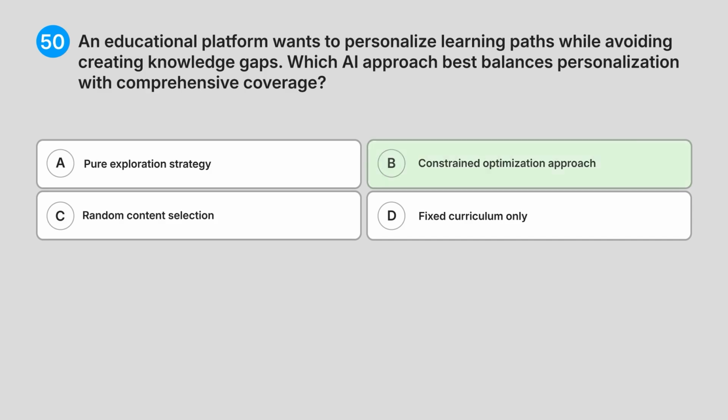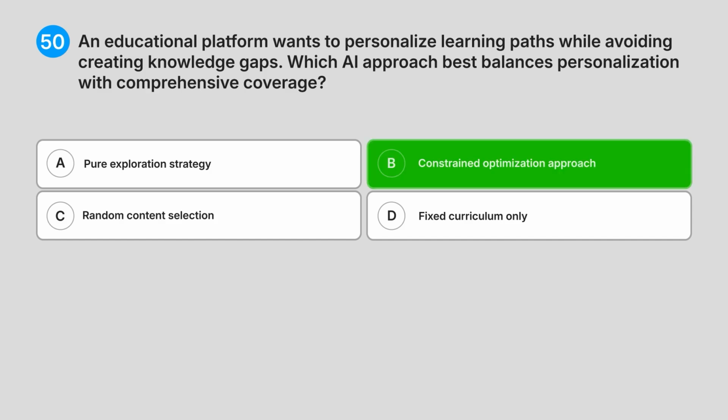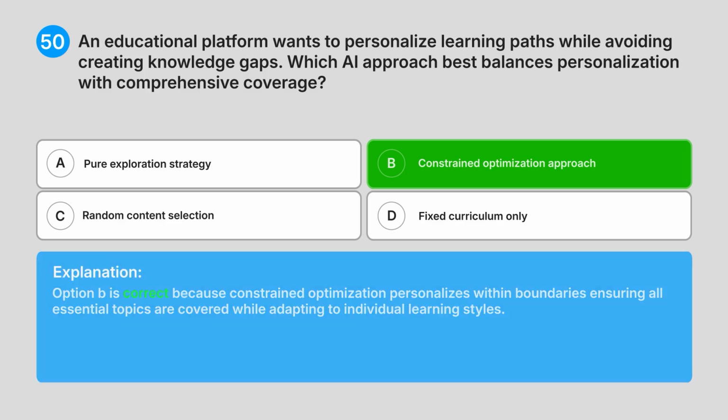Correct answer: B. Constrained optimization approach. Explanation: Option B is correct because constrained optimization personalizes within boundaries, ensuring all essential topics are covered while adapting to individual learning styles.